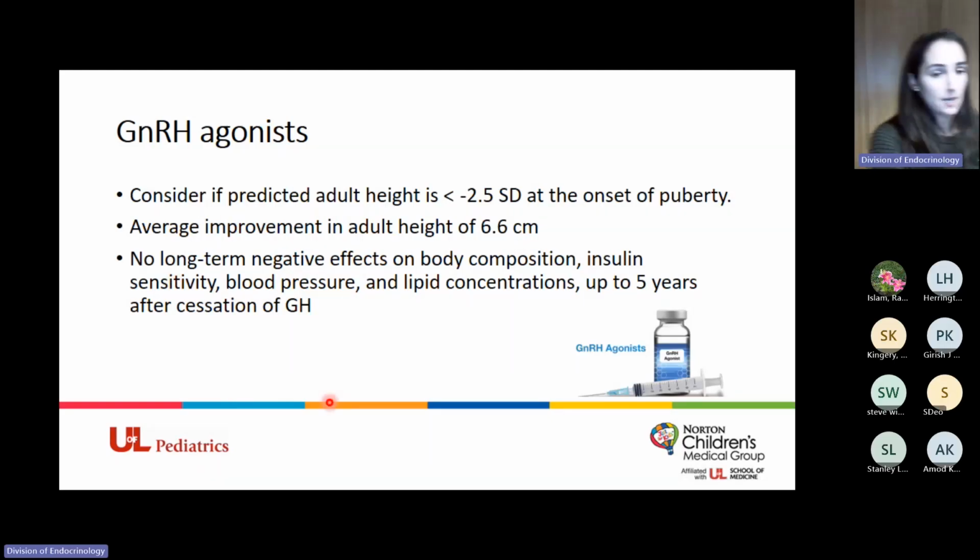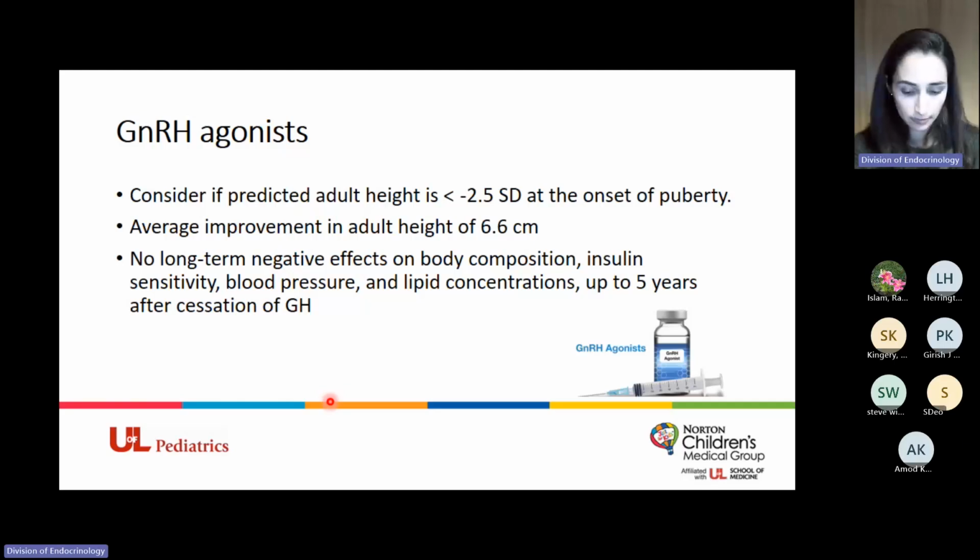And overall, in those treated with both GnRH agonists and growth hormone versus only growth hormone, there are no long-term negative effects on body composition, insulin sensitivity, blood pressure, lipids, up to like 5 years. That is the studies that we have available after stopping growth hormone.